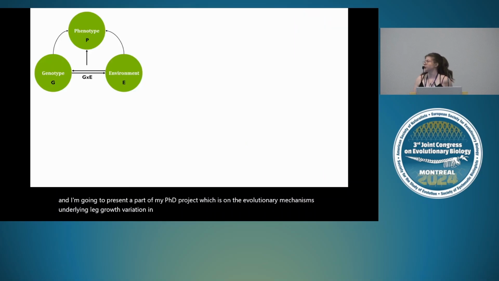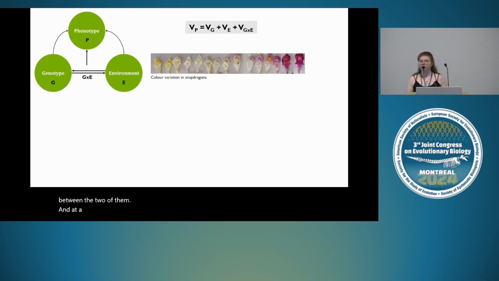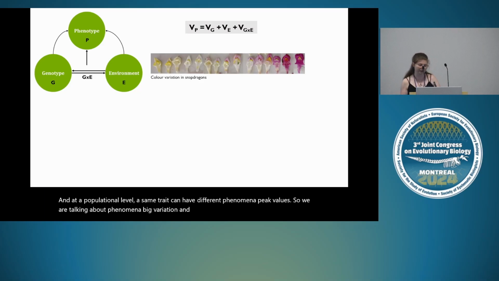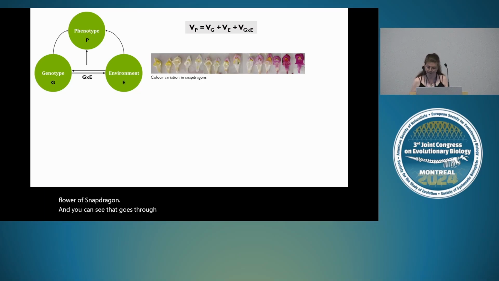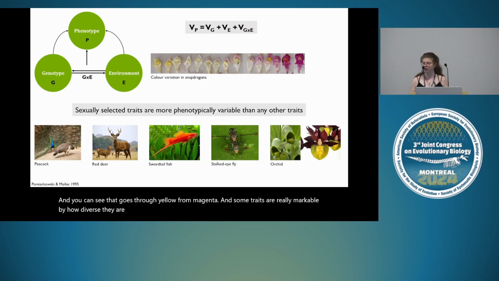As you know, a phenotype is the result of the genotype of an individual, the environment in which it is living, and the interaction between the two. And at a population level, the same trait can have different phenotypic values. So we are talking about phenotypic variation, and here is a simple example where the trait is the color of a flower of snapdragons, and you can see that it goes from magenta to yellow. And some traits are really remarkable by how diverse they are, and sexually selected traits are among them.